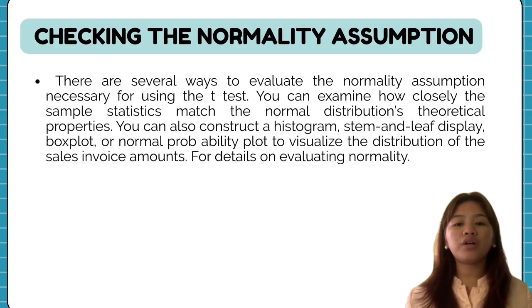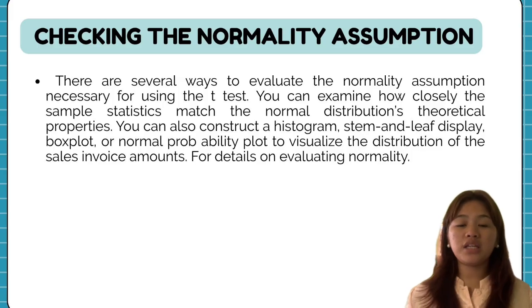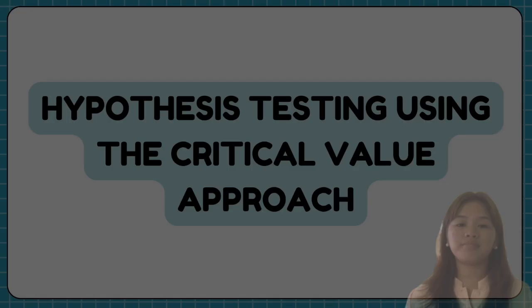You can also look at things like skewness, kurtosis, and the overall shape of the data to see how closely it matches what we expect from a normal distribution. These methods help us decide if using the t-test is reasonable. In general, if the sample size is not too small, the t-test still works, and even if the data isn't perfectly normal, it does not invalidate the use of the t-test.